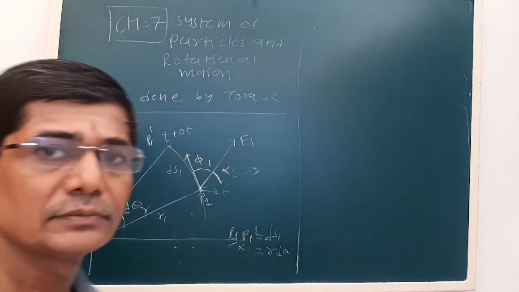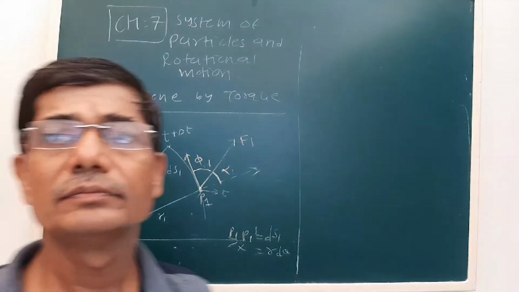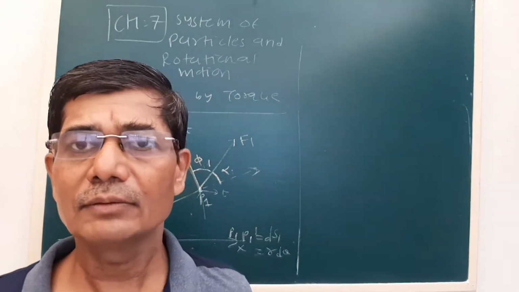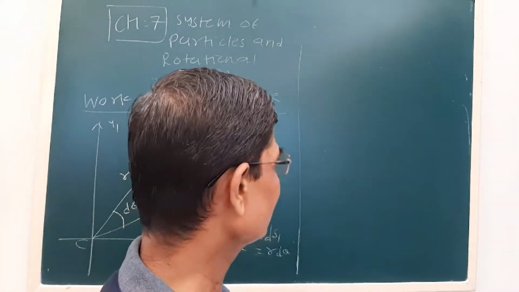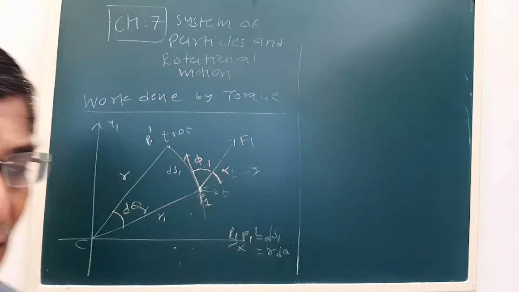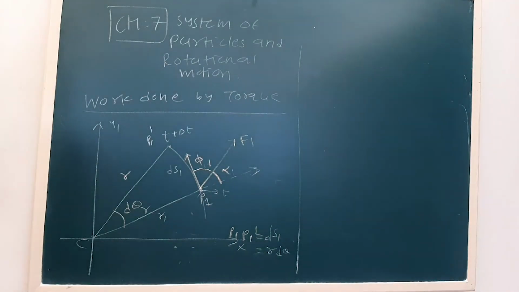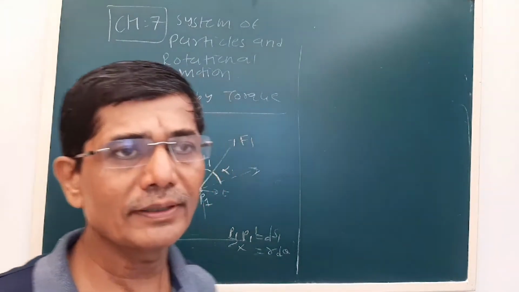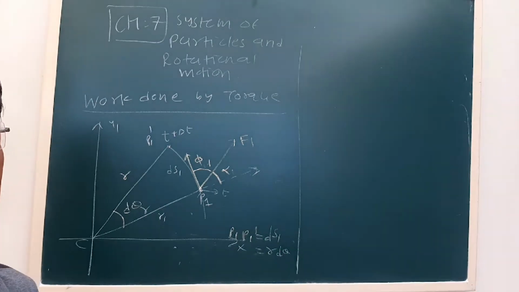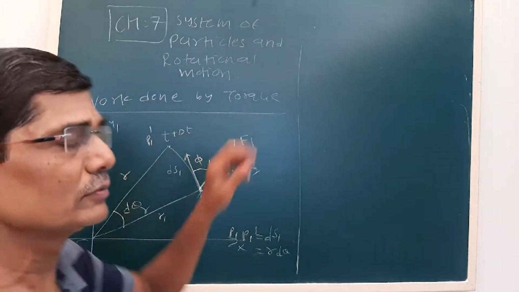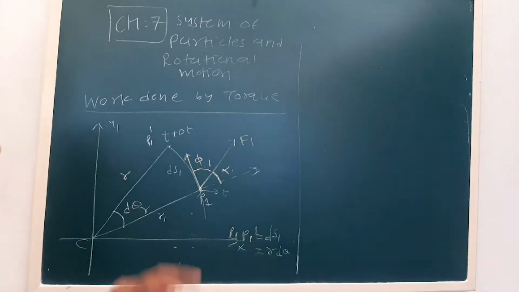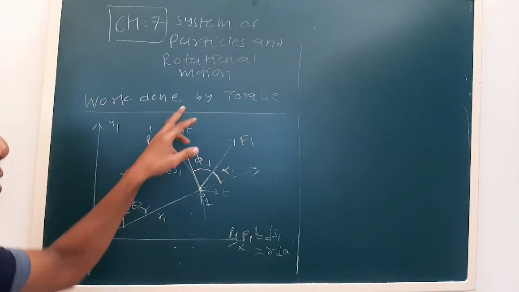Dear students, last time we talked about rotational motion with a constant angular acceleration. Today we have to study motion of a rigid body about a fixed axis. In that, we have to calculate the work done by torque.